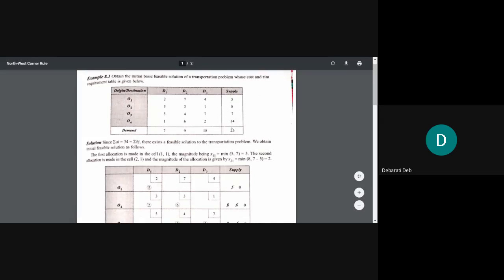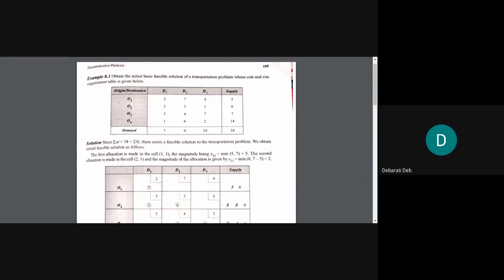That means above this many units cannot be supplied from the given origins. That is what supply means. And what is demand? Demand means that in the destinations D1, D2 and D3, 7, 9 and 18 units are required. So 5, 8, 7 and 14 are the maximum numbers of units that can be supplied from origins O1, O2, O3 and O4 respectively, and 7, 9 and 18 are demanded at destinations D1, D2 and D3.